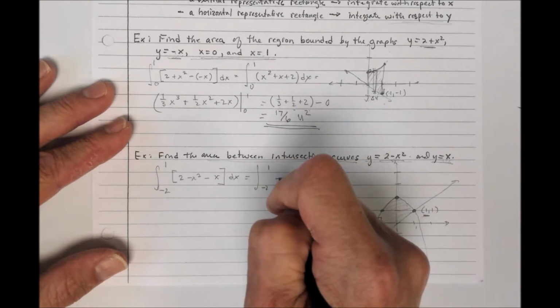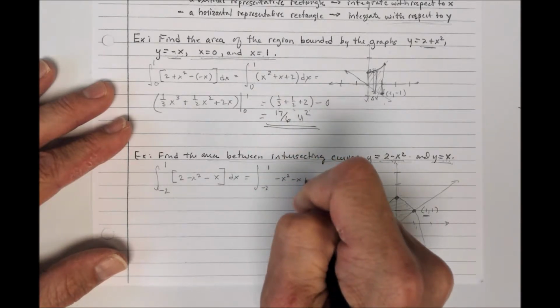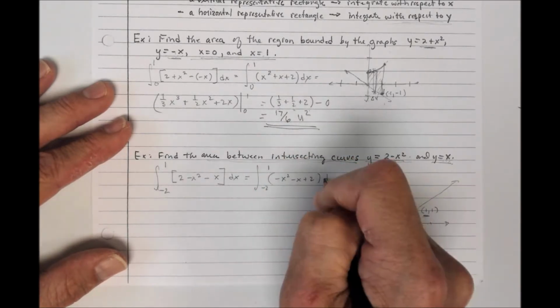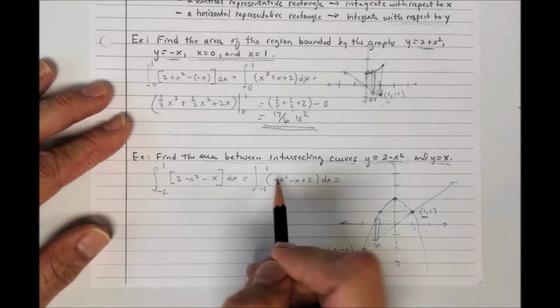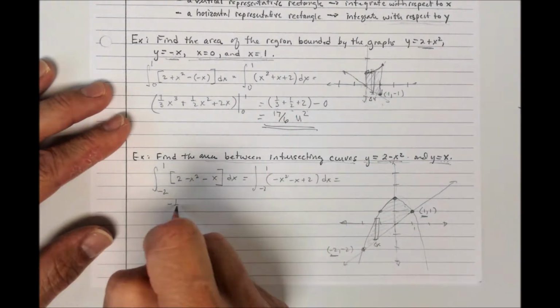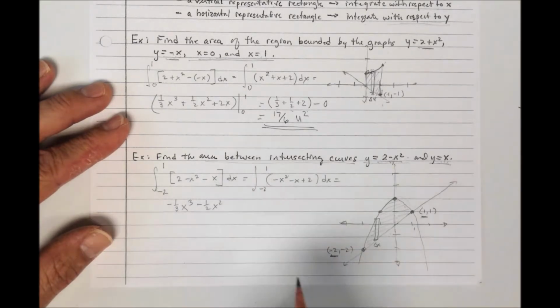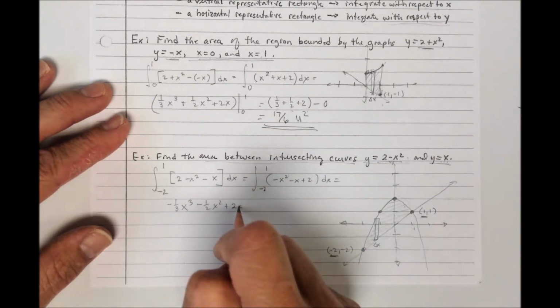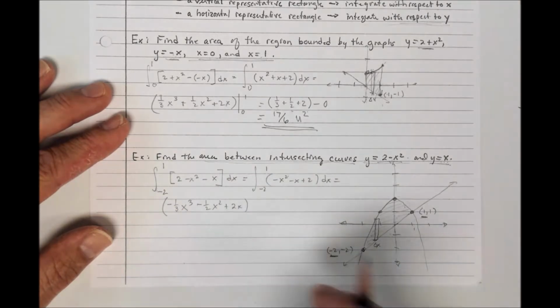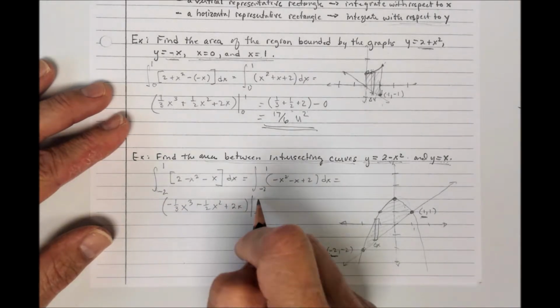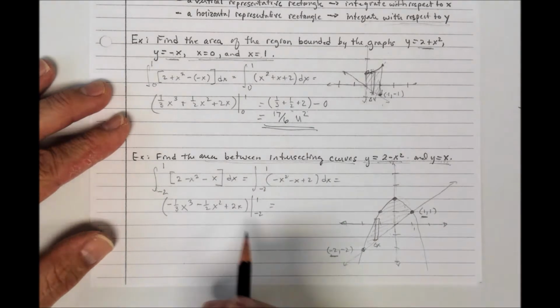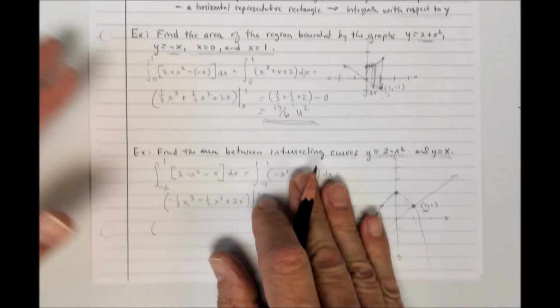I'm going to write this as the opposite of x squared minus x plus 2. I just like descending order when it's convenient. So up to 3 over 3 gives me -1/3 x cubed minus 1/2 x squared plus 2x. And I'm running from -2 to +1. Definitely going to get some fractions here. This is going to be, let me raise this up just a little bit.